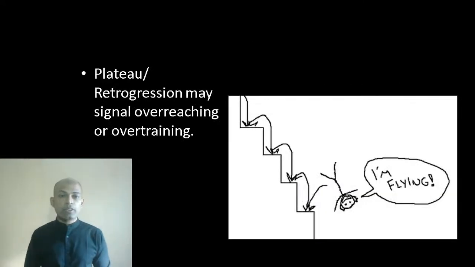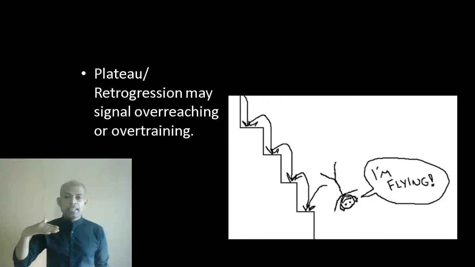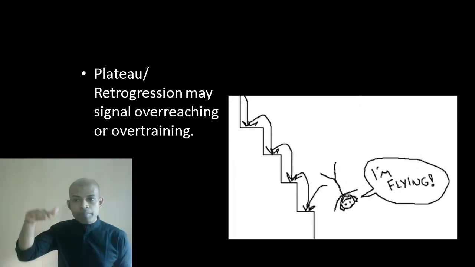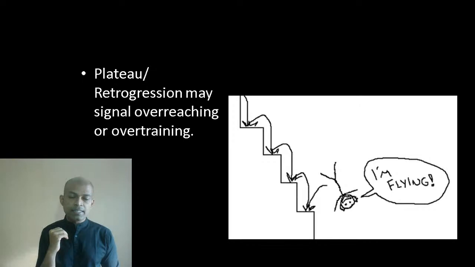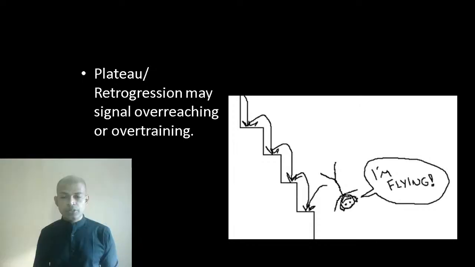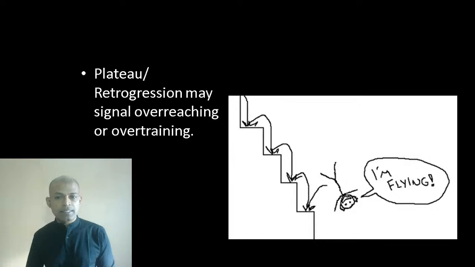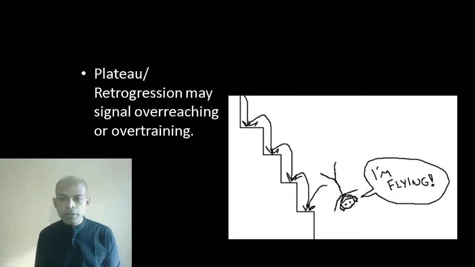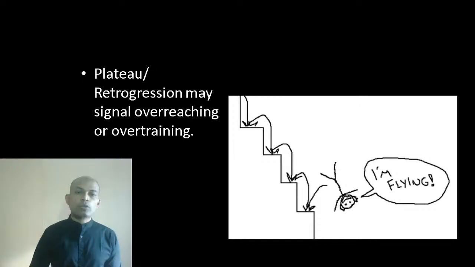Also understand that plateau or regression may be a sign of overtraining syndrome or non-functional overreaching, which means that your performance is actually on the verge of coming down. So if you have symptoms of weakness or other problems of overtraining, then you should look at that as a serious problem, and you should take steps. And this usually happens to professional athletes. So if you're just starting out, overtraining may not be your problem, but if you're in doubt, please go to a professional and take consultation.